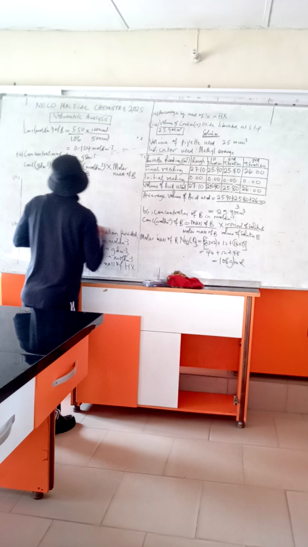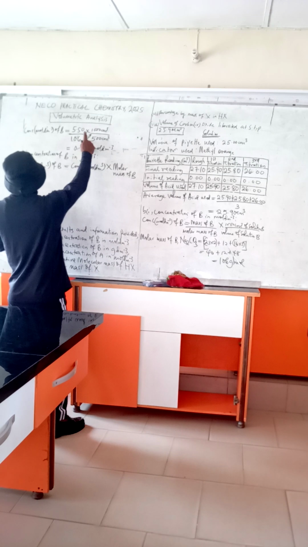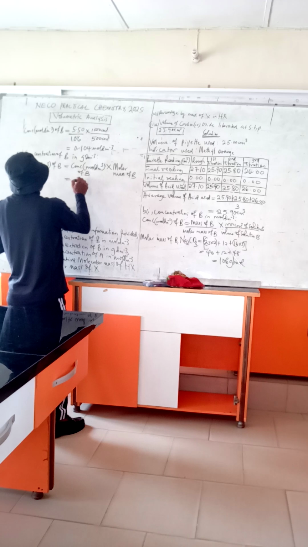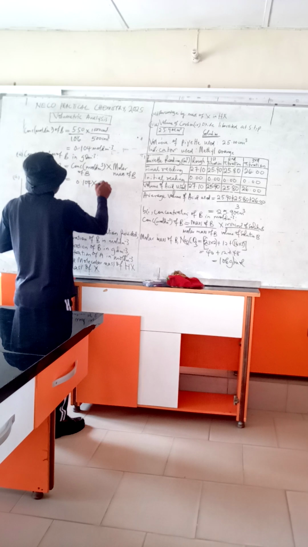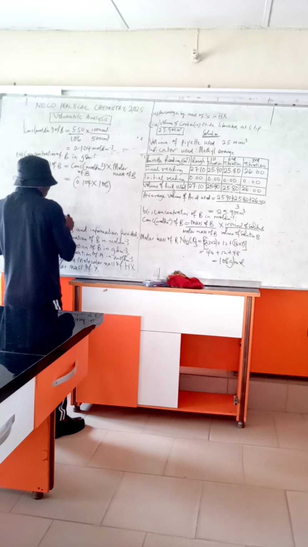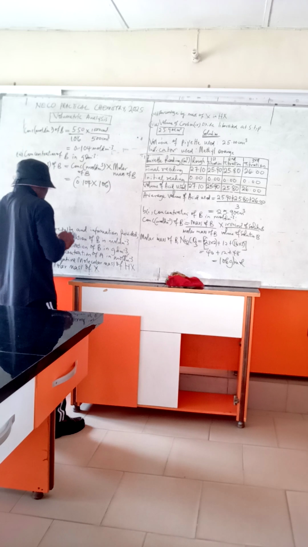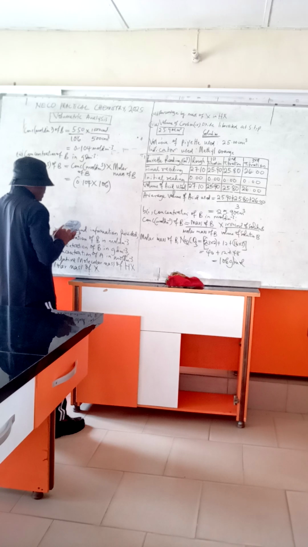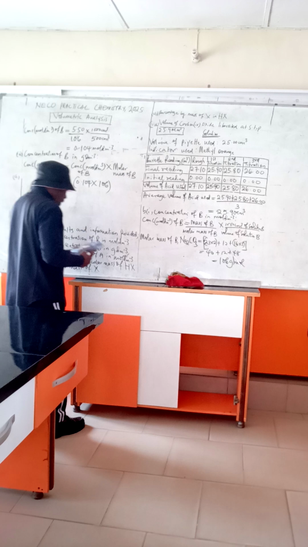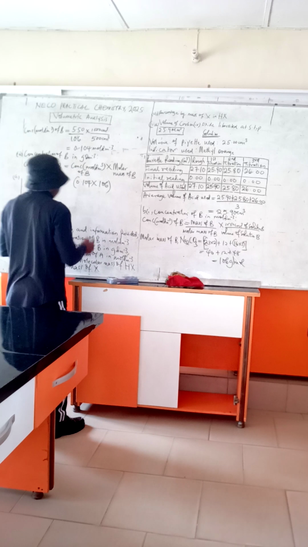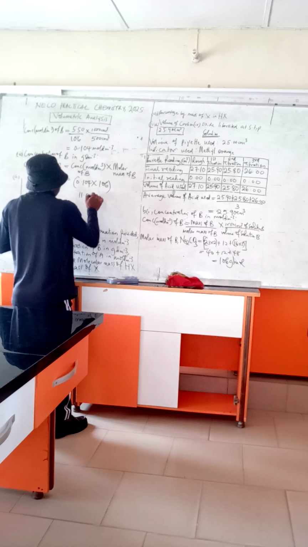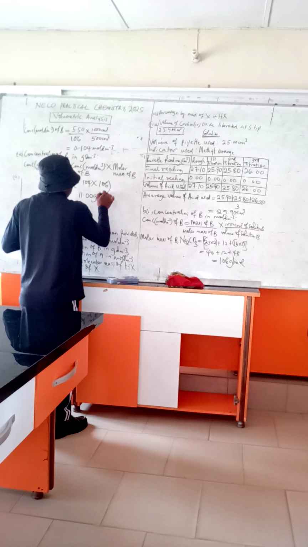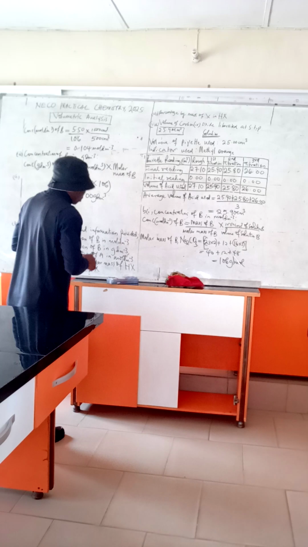The concentration in mole per dm³ of B was calculated to be 0.104, and the molar mass of B is also calculated to be 106. If you multiply 0.104 times 106, it will be equal to 11.024, approximately 11.00 gram per dm³.